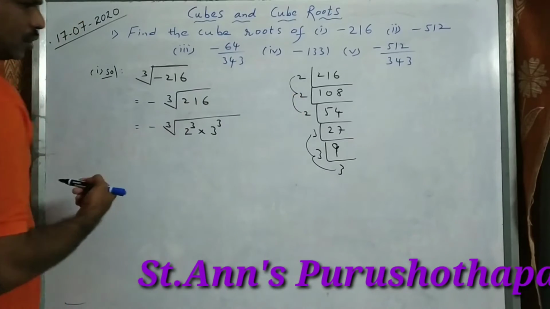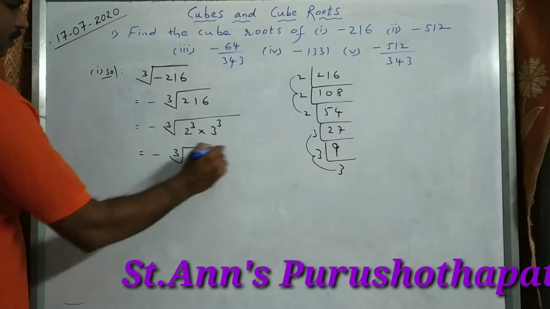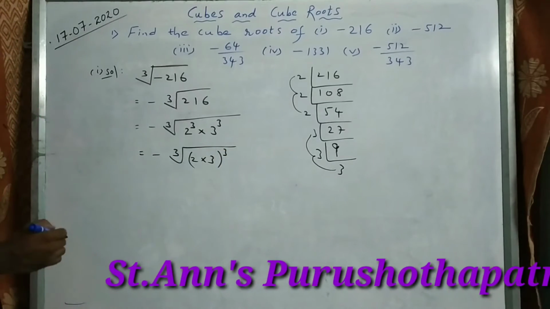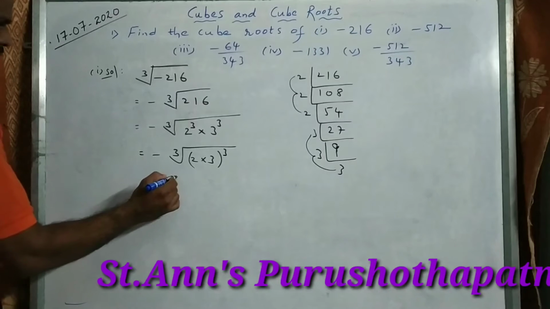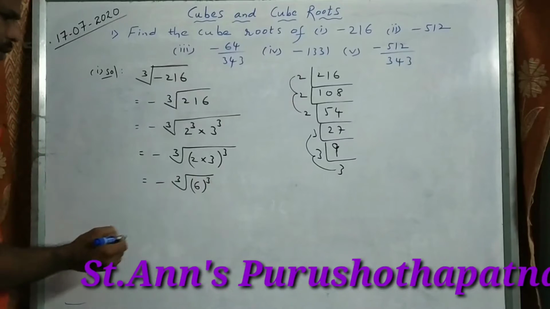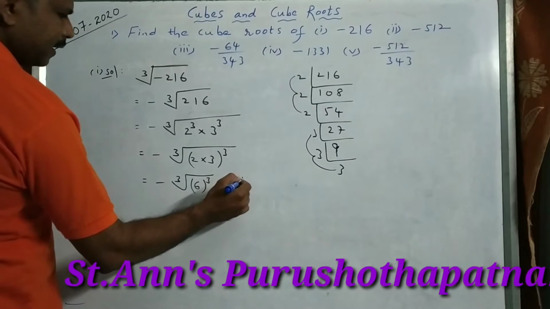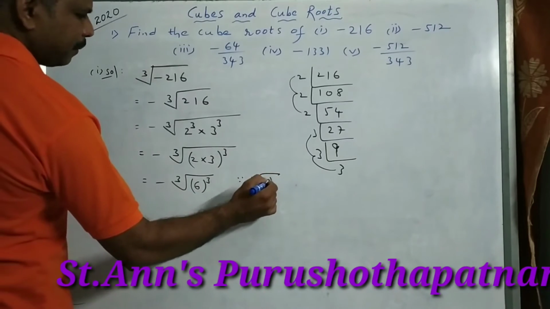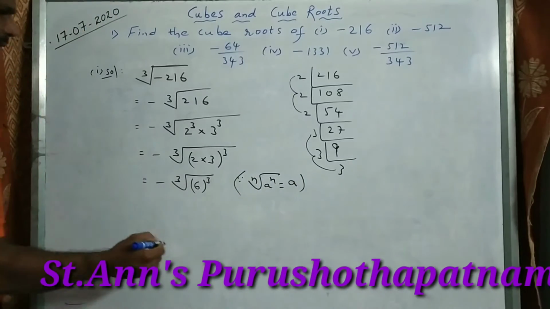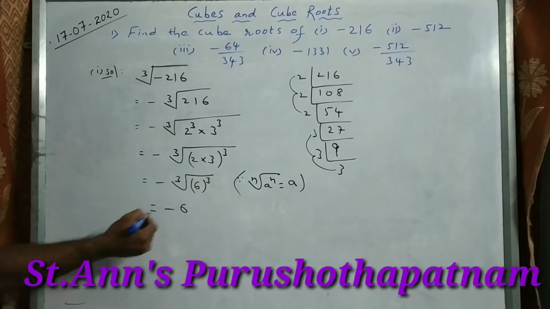So 216 can be written as 2 cube into 3 cube, right? 2 2 2, so 2 cube, 3 cube. So minus 2 into 3 whole cube. Can we write like that? So minus cube root of 6 cube. I told you the nth root of a to the power n: the nth root and the power n get cancelled, then we will get a. So here we will get minus, the 3 and 3 get cancelled, 6.